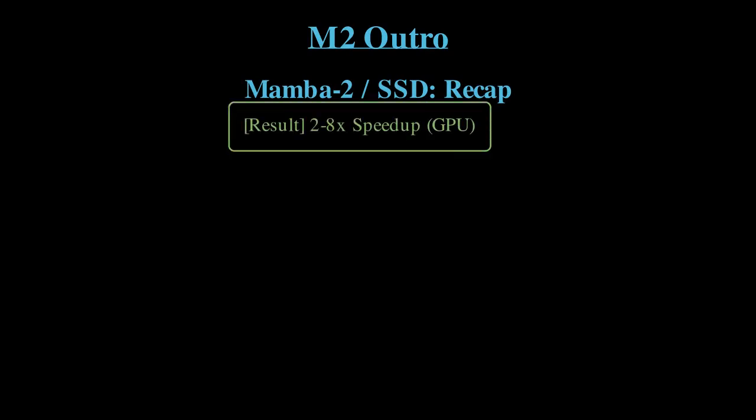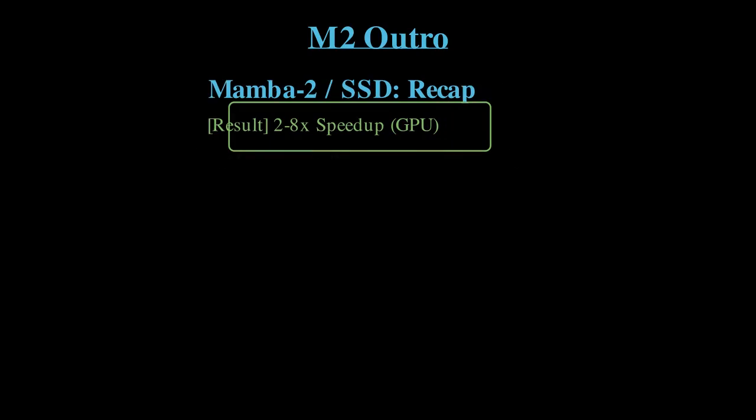To recap Mamba-2, the SSD framework gives us 2 to 8 times speedups on modern GPUs. It achieves this with a larger state and a tensor core-friendly design.